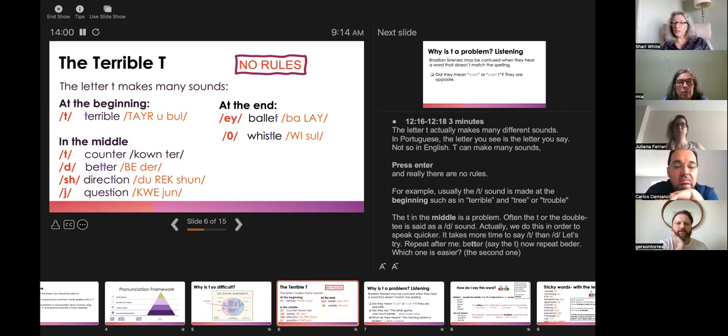And let's try an experiment, okay? I'm going to say this word two ways, and I want you to tell me which is easier. First I'll say it with the T sound, better, repeat. Better. Now better, repeat. Better. Which is easier, the first or the second? The second for me. It should be the second. Better. The second really is better.